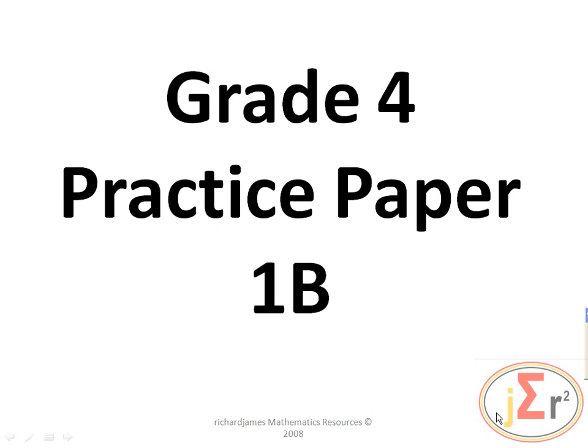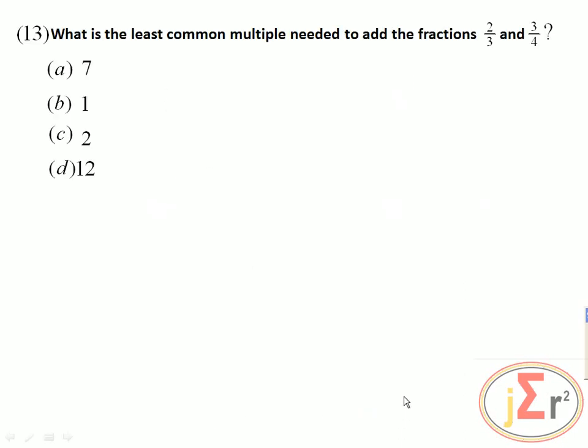Richard James Mathematics Resources will continue Grade 4 Practice Paper 1 with Part B. And this will be the second set of 12 problems that we will be solving. And we means Jerry and I. So let us start with question number 13.